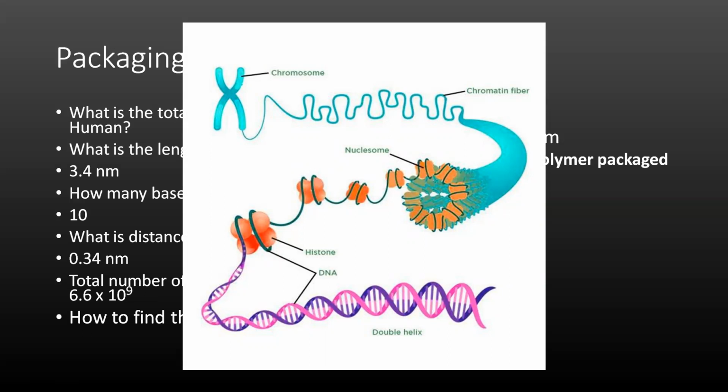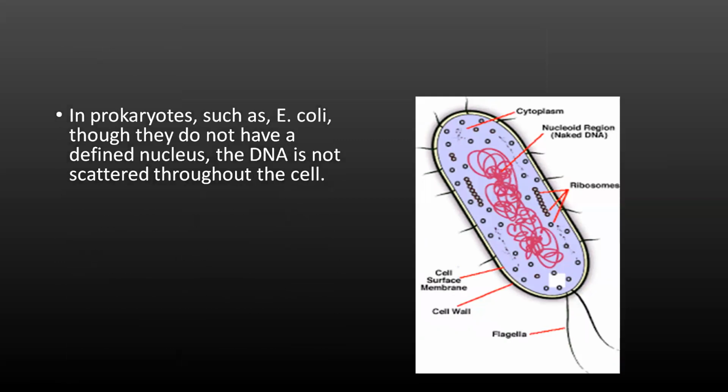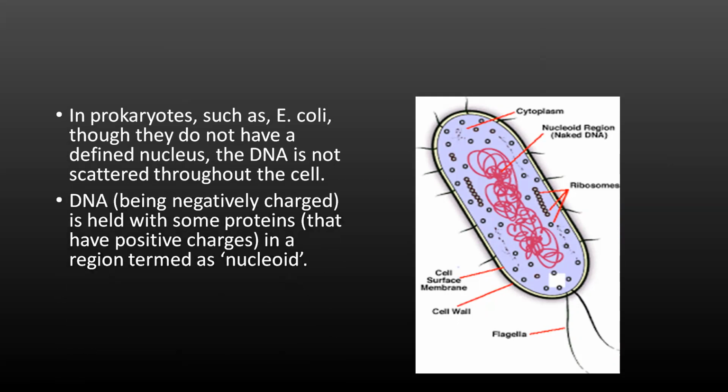Okay. So this is a prokaryotic DNA, a bacterial DNA. In bacterial DNA, there are no histone molecules. In prokaryotes such as E. coli, though they don't have a defined nucleus, the DNA is not scattered throughout the cell. It is at the center.